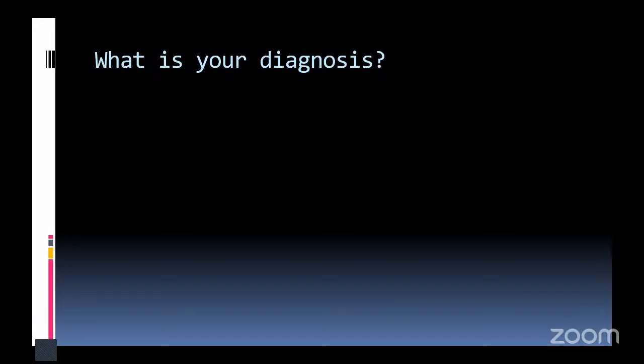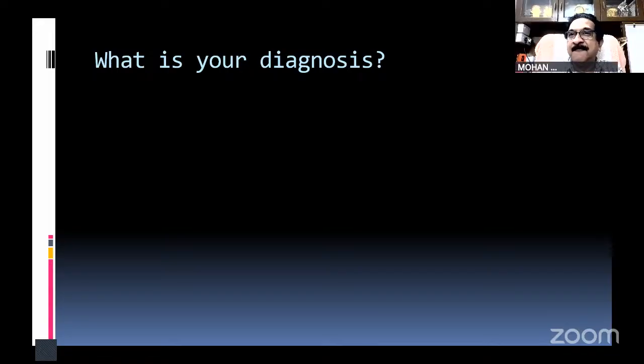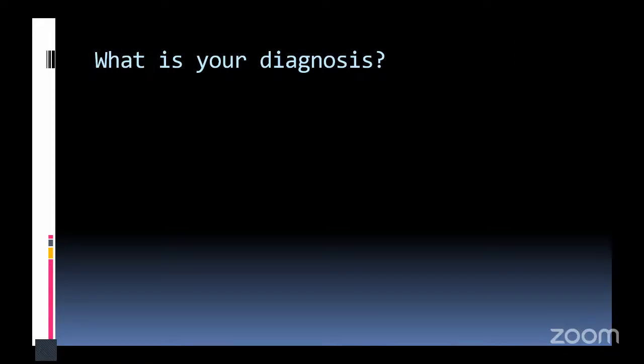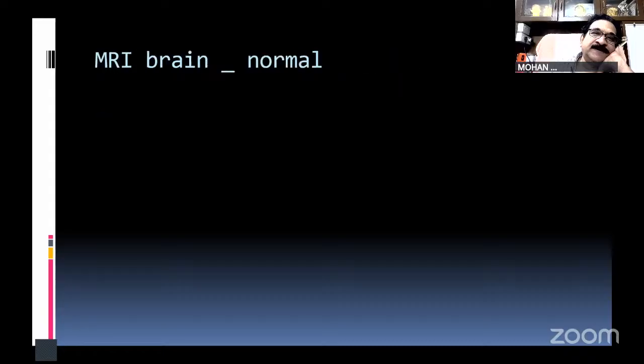HIT was positive, sir. Where do you want HIT for? Bilateral vestibulopathy. Okay, right, yes, sir. MRI brain was done. That came with MRI normal.